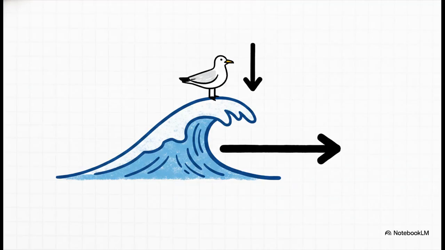Picture a seagull just bobbing out there on the ocean. The wave moves toward the shore, right? But the water and our seagull mostly just stay in place, bobbing up and down. This is a brilliant example of a core concept. The wave itself is moving forward, but the water actually isn't. The wave is transmitting energy across the ocean, but the physical water molecules essentially stay in their original location.